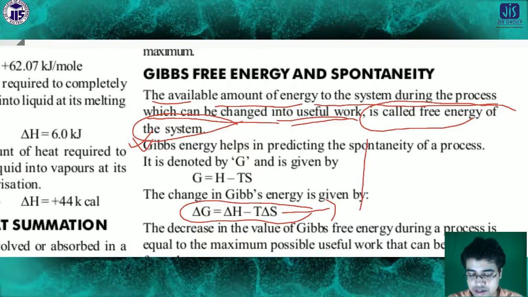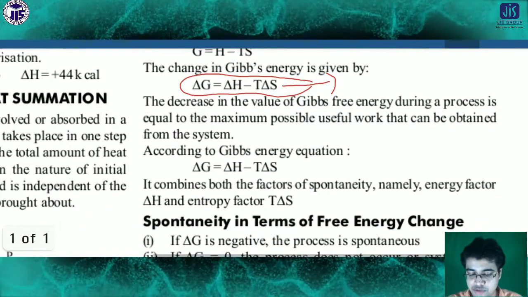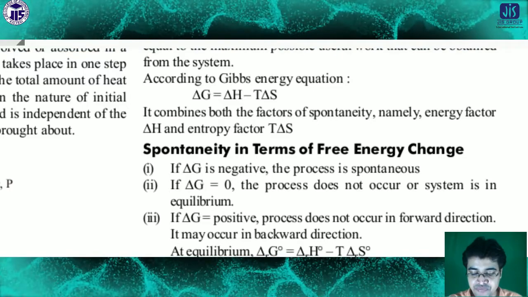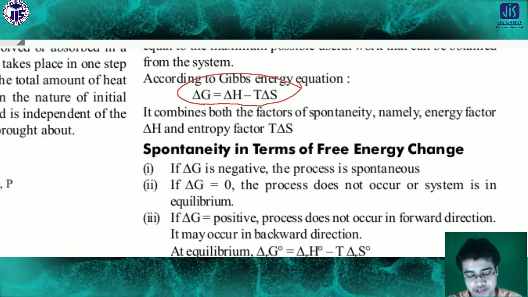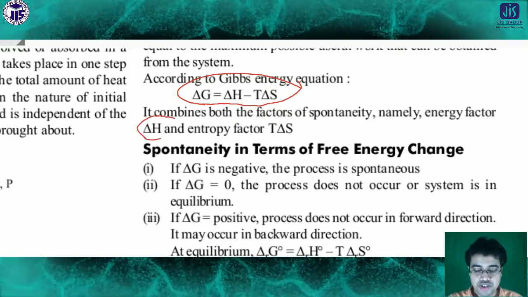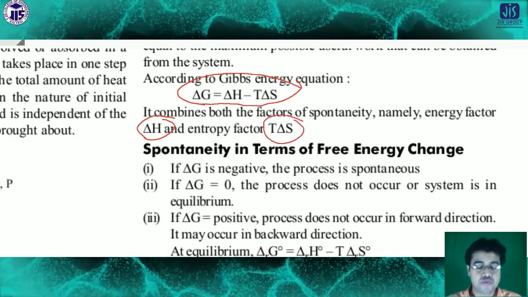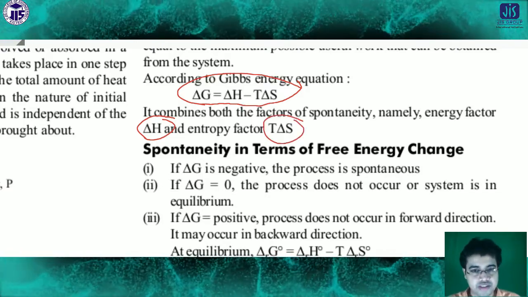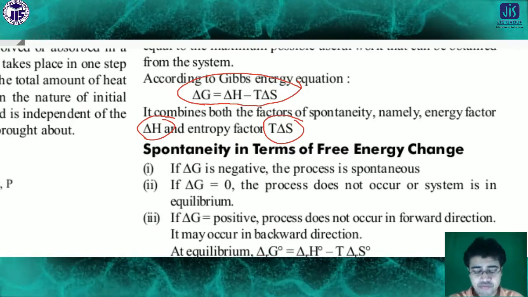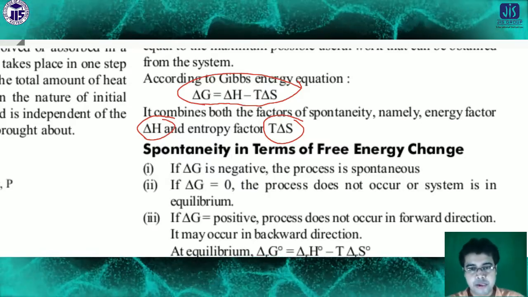Now, to decrease the value of Gibbs free energy for a process, we have to consider this equation. When it will be positive and when negative, we have to determine according to the Gibbs free energy. There are two factors present in the equation: one is delta H, another is T delta S. We have to consider one by one. Delta H is the change of enthalpy, T is fixed, and delta S is the change of entropy.